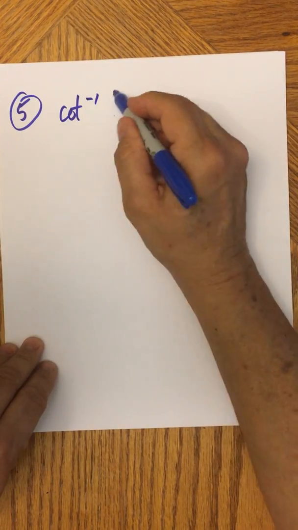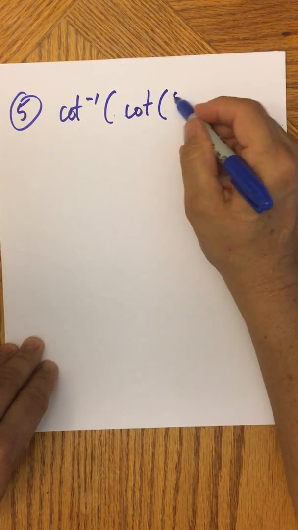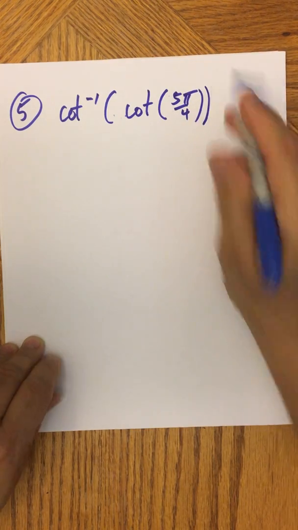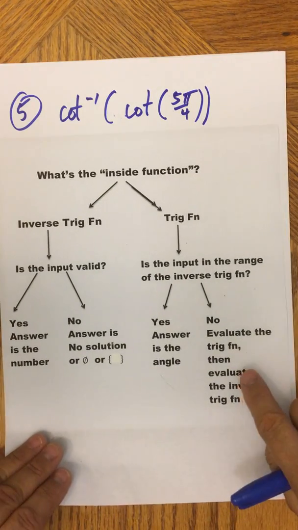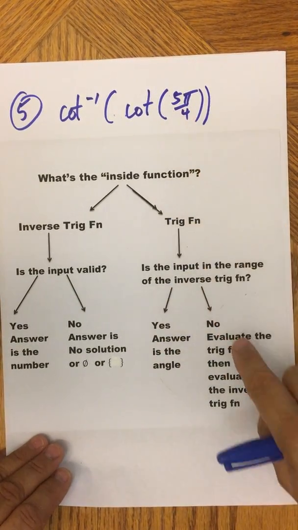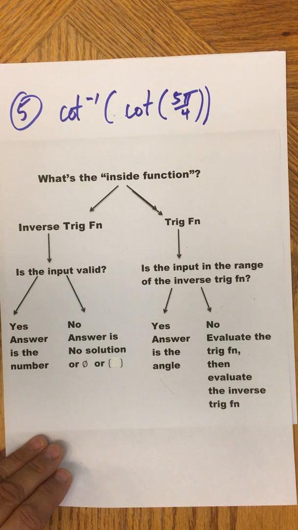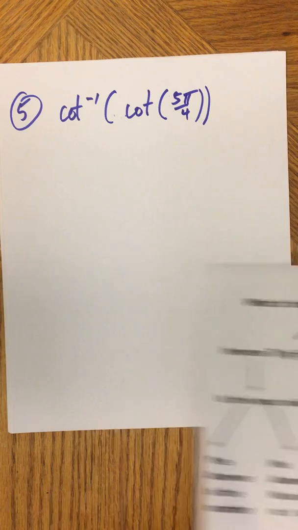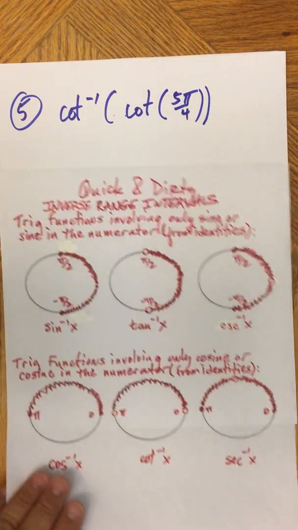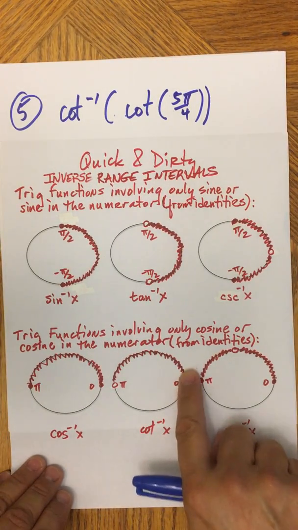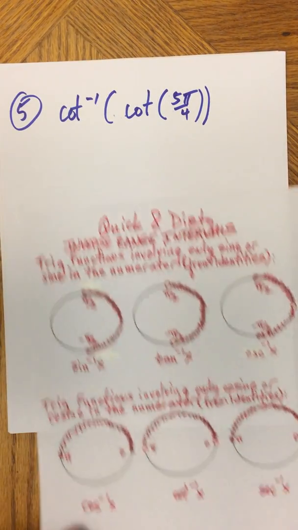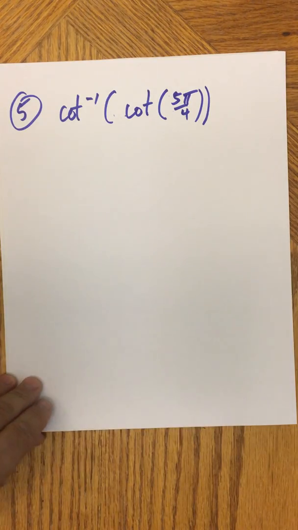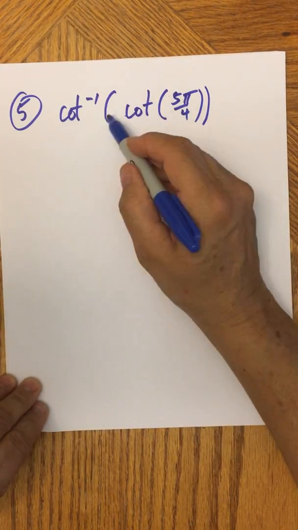Cotangent inverse of cotangent of 5 pi over 4. All right, so I have to check to make sure, is this angle in the range of the inverse trig function? So I've got to ask myself, okay, with cotangent, it has to be an angle between 0 and pi, and 5 pi over 4 will be over here outside. So what do I have to do? I have to evaluate the trig function first, and then evaluate the inverse trig function.